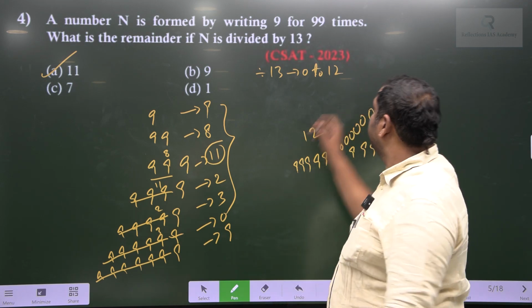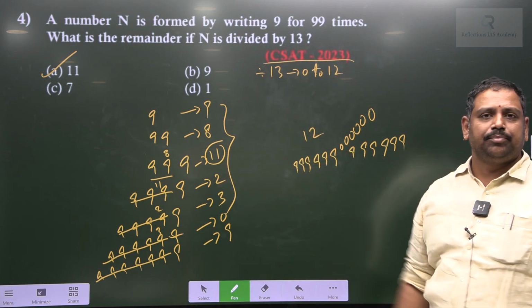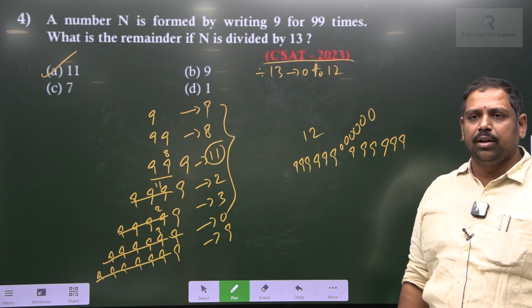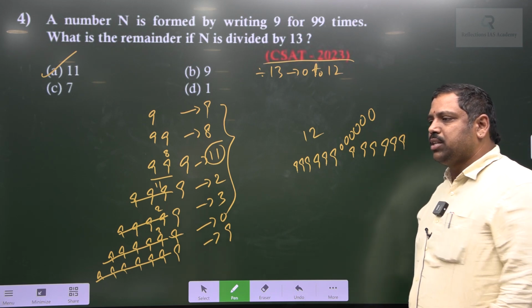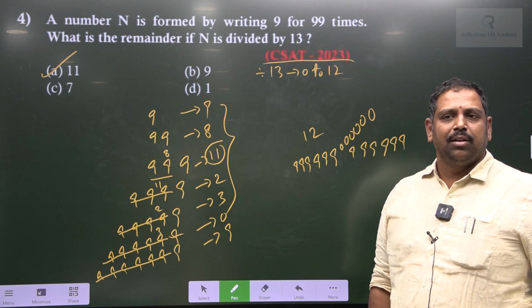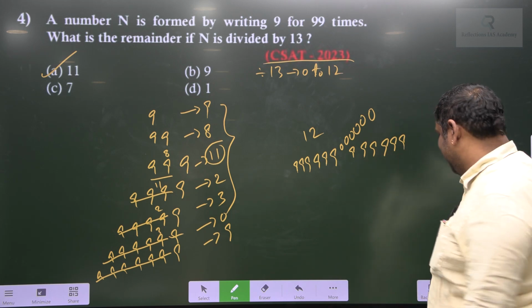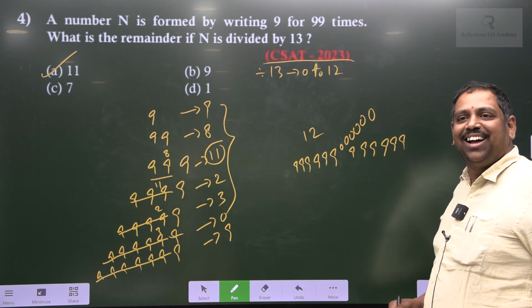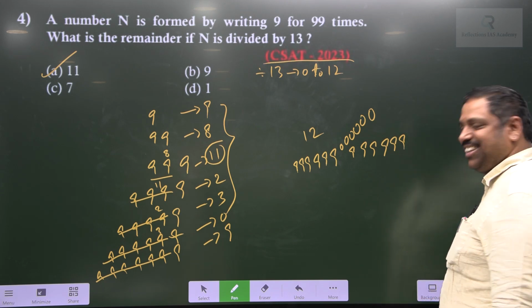Okay, this is a CSET 2023 question. Can I go to the next one? Hope you understand the beauty of periodicity. Okay, cross that.